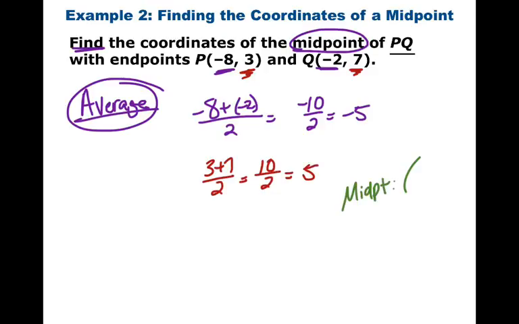So your midpoint, remember, is an ordered pair. Your x value is negative 5. Your y value is 5.